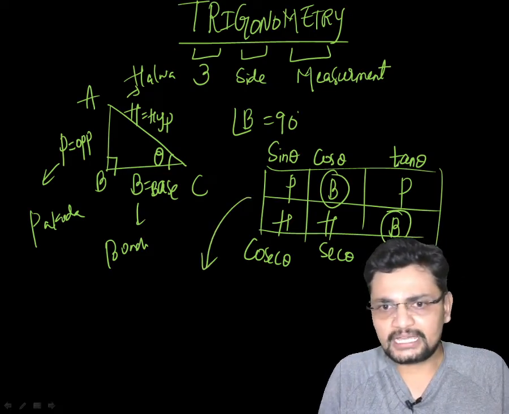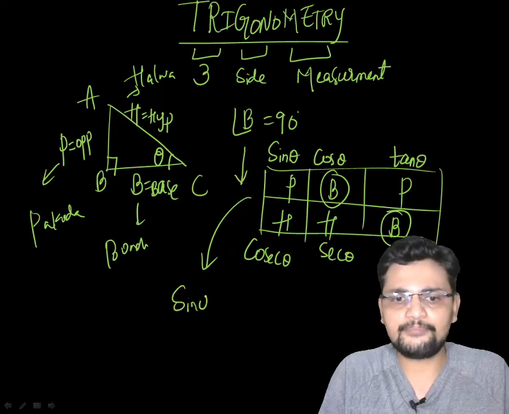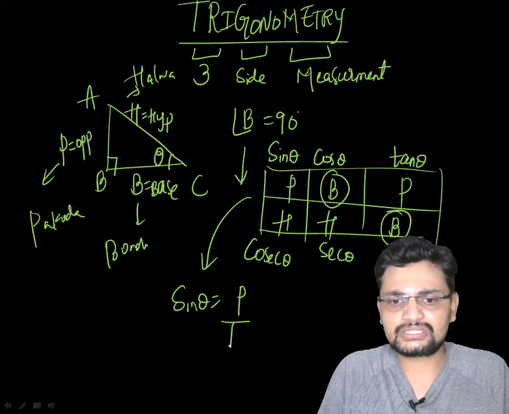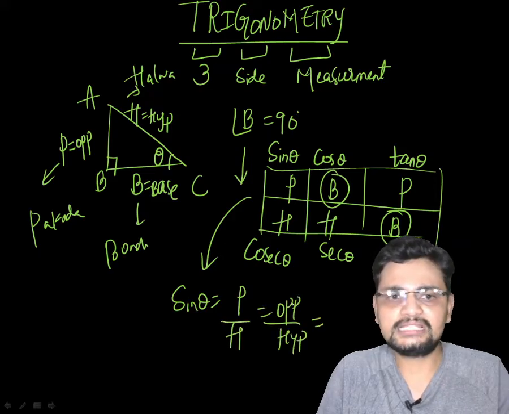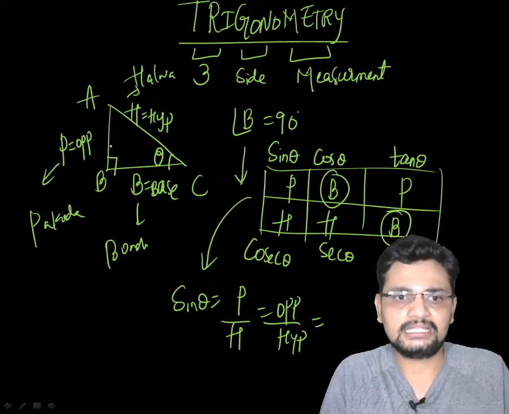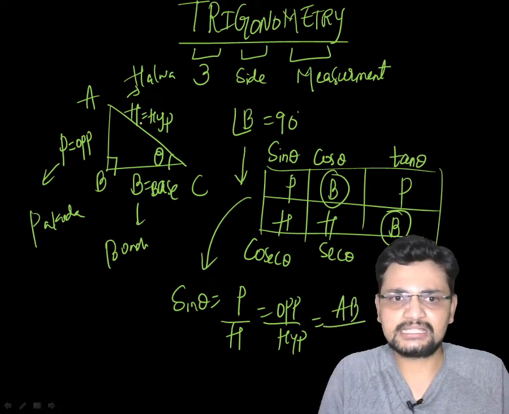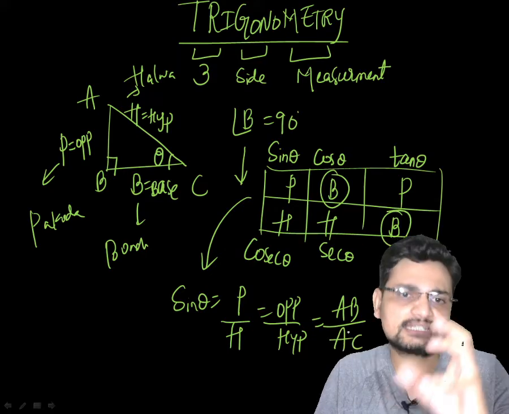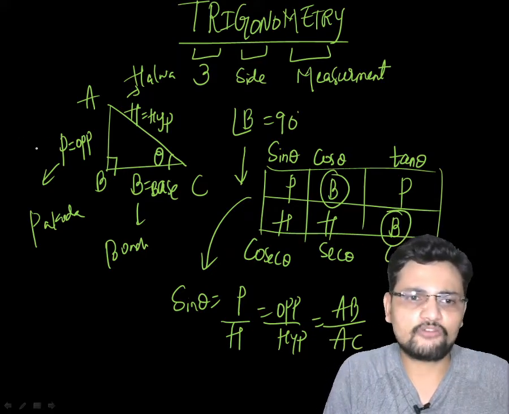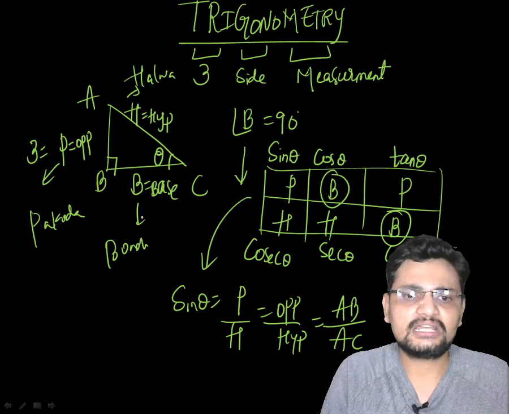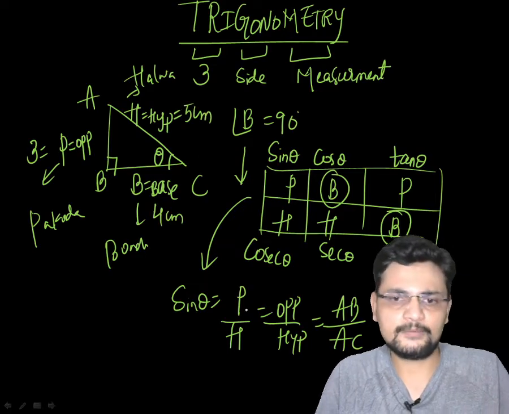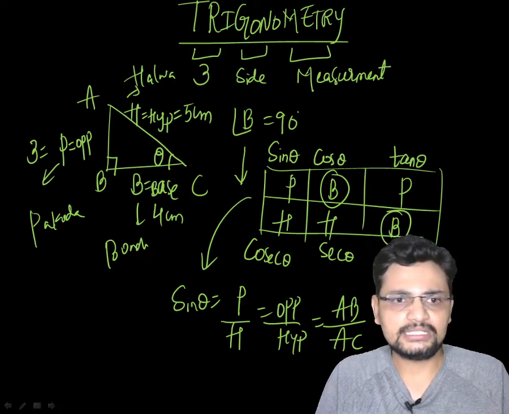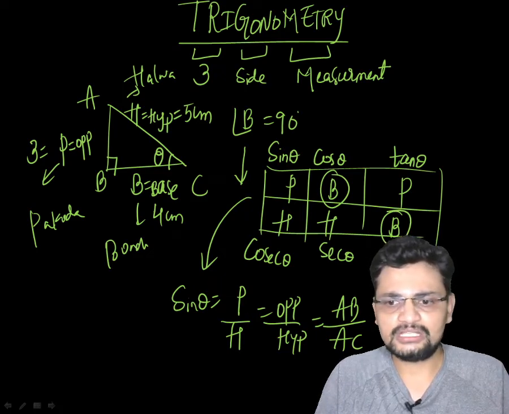For these 3 trigonometric ratios, you need to write in this direction, that is sine theta is P by H. That is nothing but opposite by hypotenuse. If I compare this with the given triangle, then opposite is AB and hypotenuse is AC, which is the longest side. And if I consider some values, perpendicular is 3 centimeter, base is 4 centimeter, and hypotenuse, which is the longest side, is 5 centimeter. So AB value is 3 and AC value is 5.